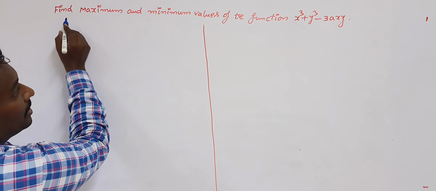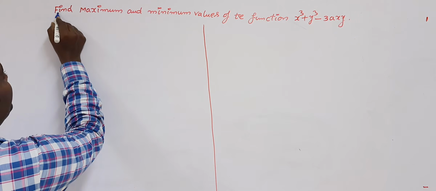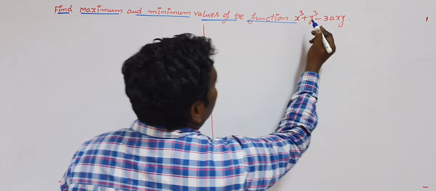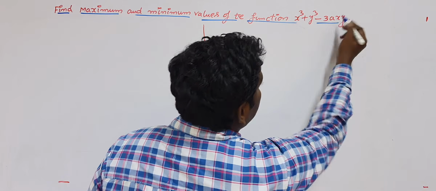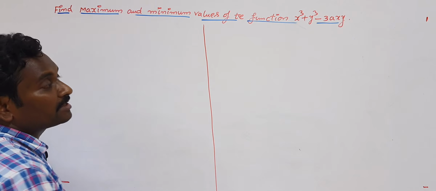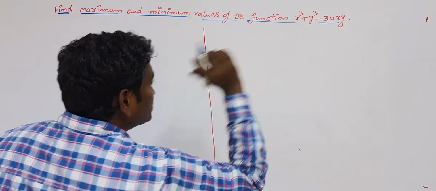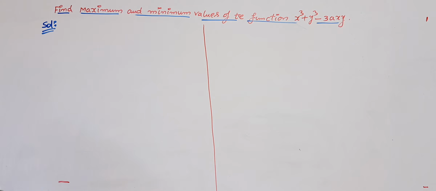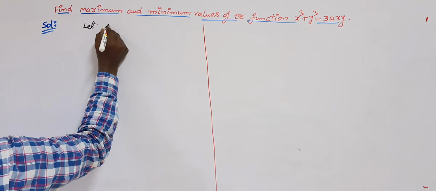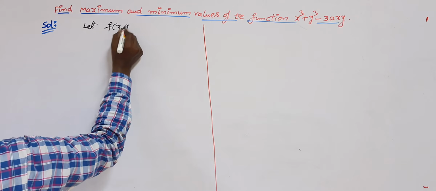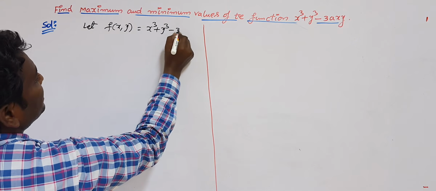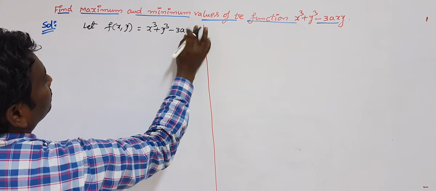See the next example on maximum and minimum. See the statement. Find the maximum and minimum values of the function x cube plus y cube minus 3axy. Clearly here also the given function has two variables x and y. So let us represent the given function with f of x comma y. So let f of x comma y is equal to x cube plus y cube minus 3axy.